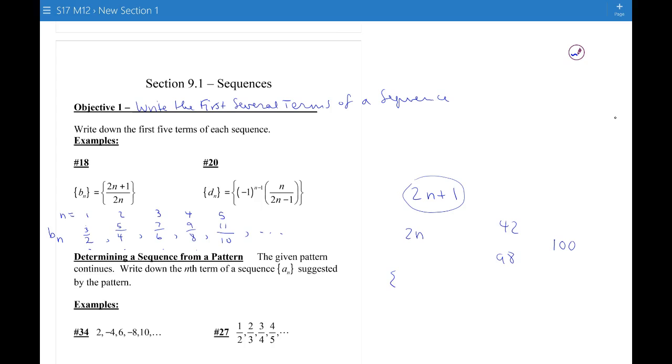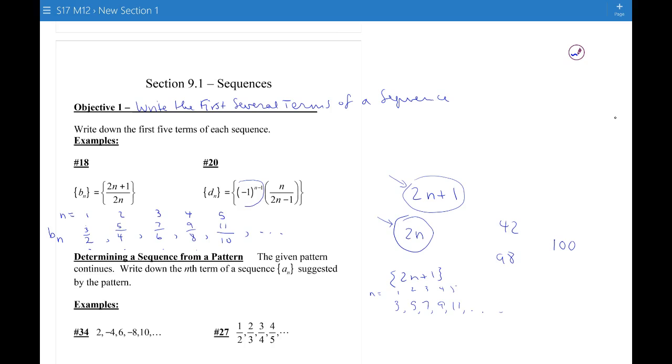So the sequence 2n plus 1 is actually just the sequence of odd numbers, if you think about it, starting with 3. So you'd have 3, 5, 7, 9, 11, and so on, as n equals 1, 2, 3, 4, and 5. So think about this. This comes up frequently, that 2n, the sequence 2n, is even numbers, and 2n plus 1 is odd numbers.